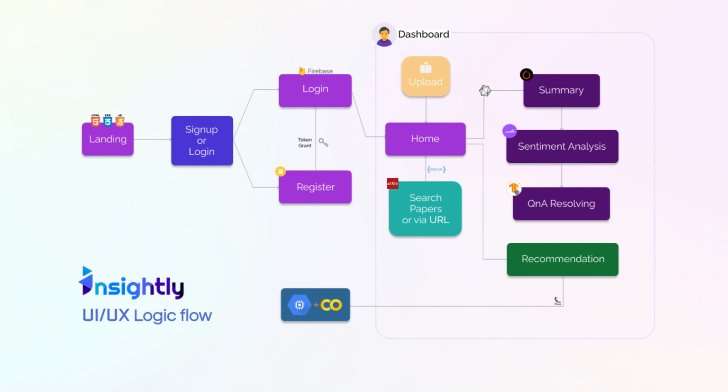And last but not least, all this data shall be stored in the user dashboard, utilizing which the machine can automatically recommend more similar papers via cosine similarity. That's enough talk for now. Let's jump into the demo.